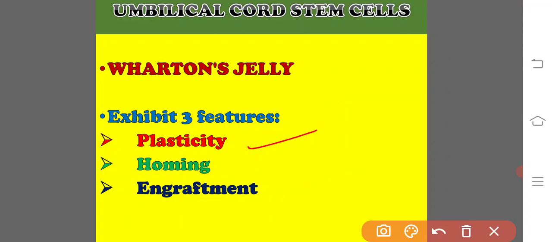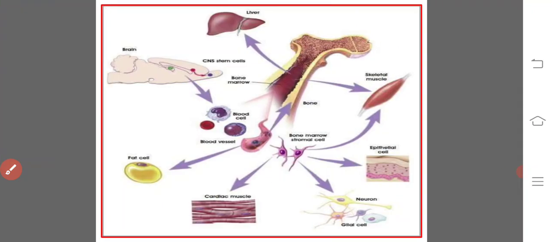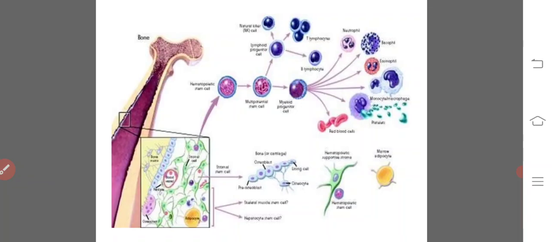Plasticity is the potential of stem cells to change into other cell types, even like the nervous cells. Homing is the ability of stem cells to travel to the site of tissue damage. It is a homing effect. And engraftment is the ability of the stem cells to unite with other tissues. So these are various examples of the stem cells.